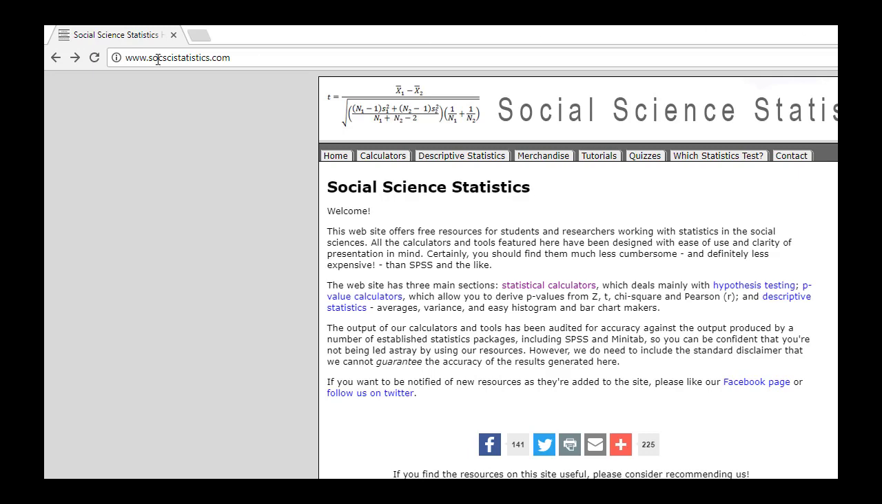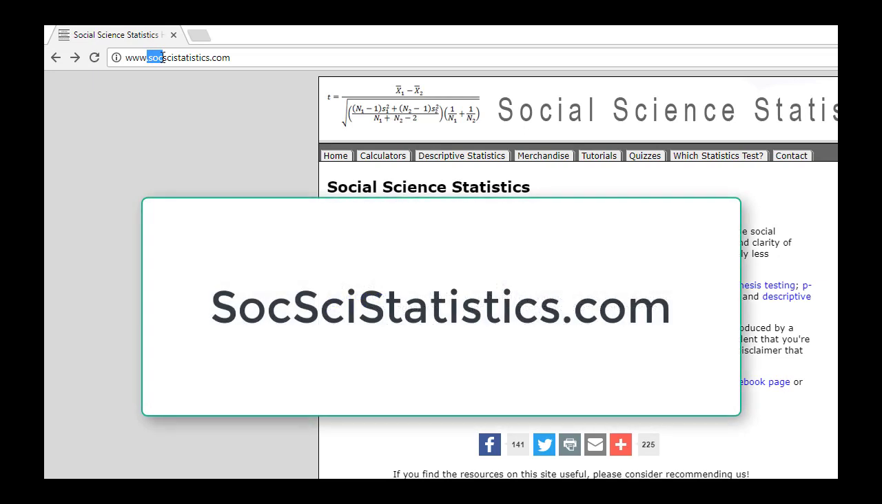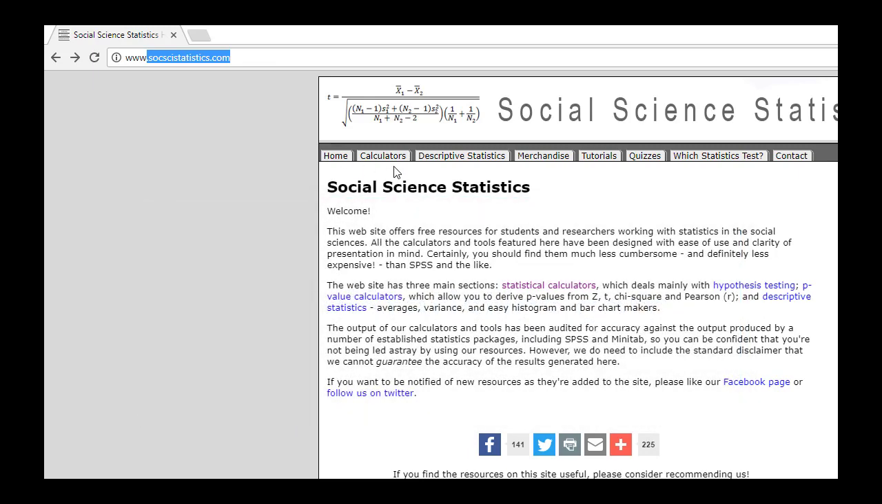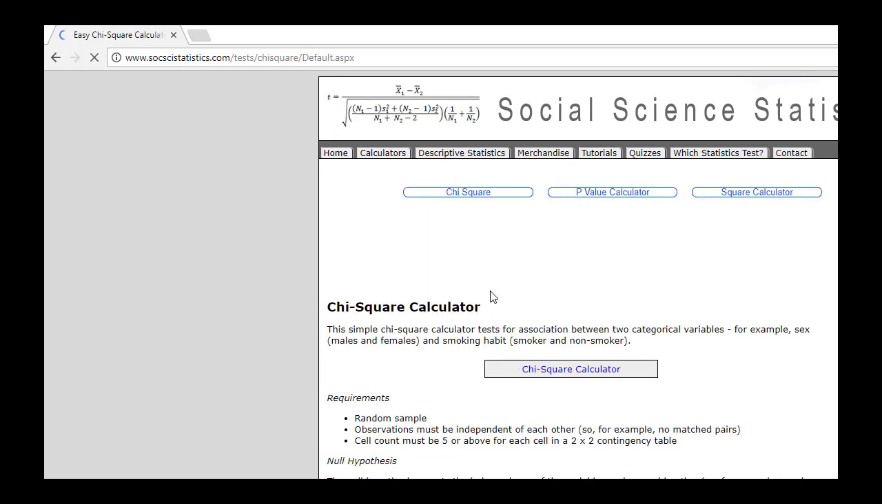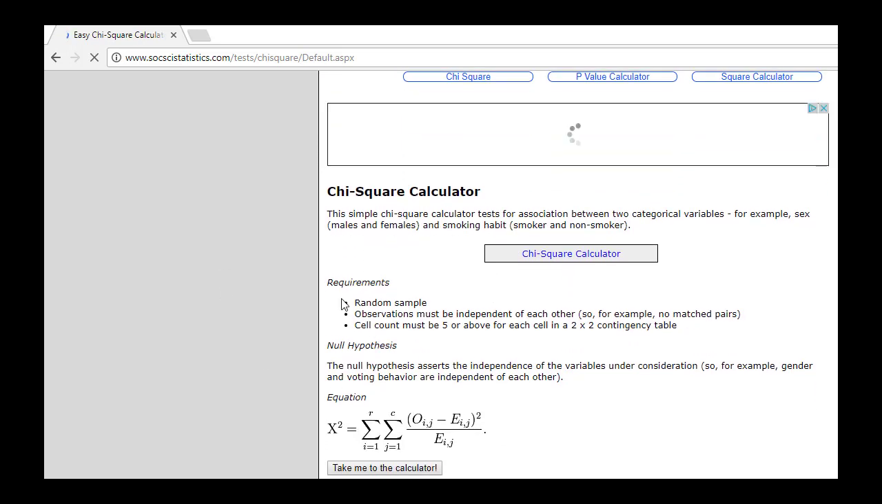This website is SOCSCIstatistics.com. Once you're there, you're going to click up here where it says calculators. Then you'll move down where you'll see find the chi-square calculator for 2x2 contingency table. Because we're doing two groups times two categories, then we can use this table. You click it. You can look at the information about the chi-square calculator.